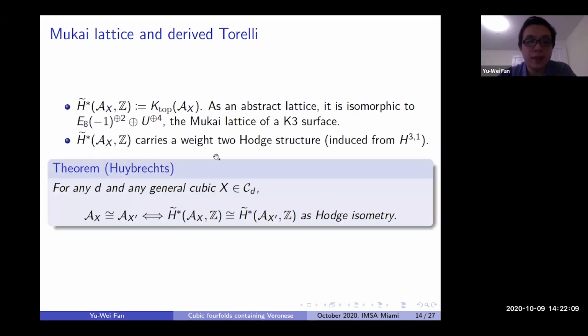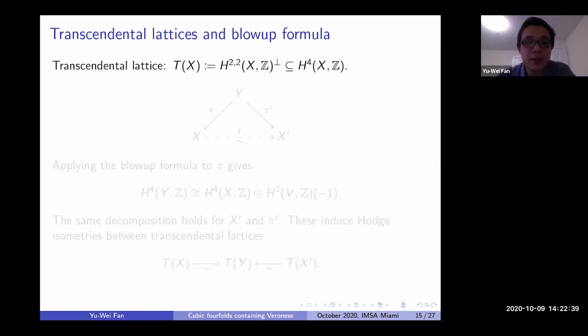And so there's a result by Hilbert that for a general special cubic fourfold, the condition that the K3 category of X is equivalent to that of another cubic X prime is equivalent to their Mukai lattices being Hodge isometric. Okay, and this is another ingredient that I mentioned: the transcendental lattice. It's the perp of the algebraic lattice.